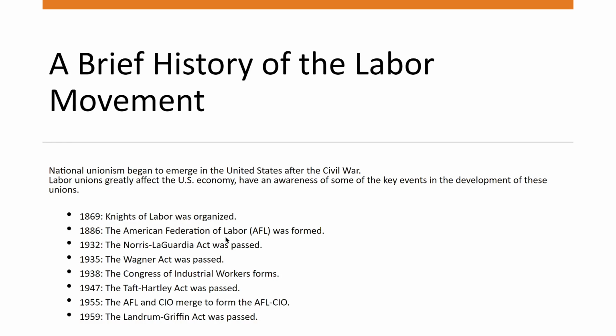Then we have the American Federation of Labor. They have the Norris-LaGuardia Act, which was passed in 32. That's Depression era. The Wagner Act, again, Depression era. The Congress of Industrial Workers, Depression era. The Taft-Hartley Act was passed. Remember, this is where there's some pushback on unionization. And then we have the AFL and the CIO. They merge in 1955. So they broke apart in 38. They come back together in 55. And then we have the Landrum Griffin Act that's passed.